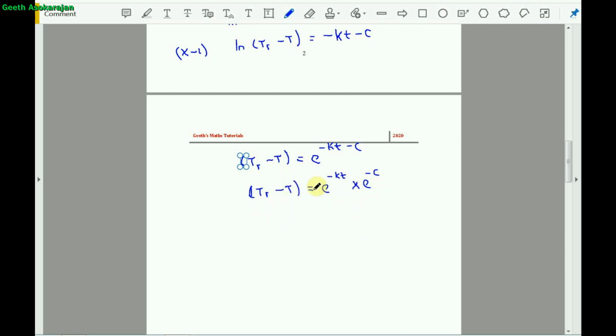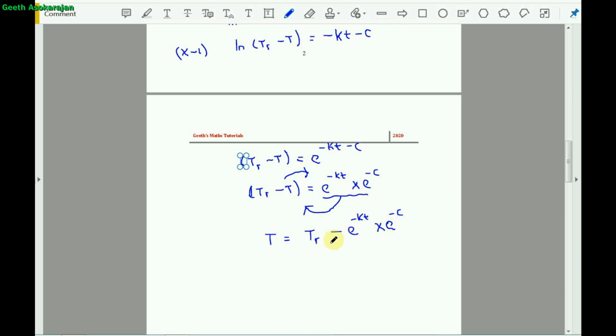And if I rearrange in terms of capital T, so in other words, if I bring the capital T to the right, and if I bring this whole term to the left, we're going to have capital T then. So that is equal to TR minus e to the minus Kt times e to the minus C.